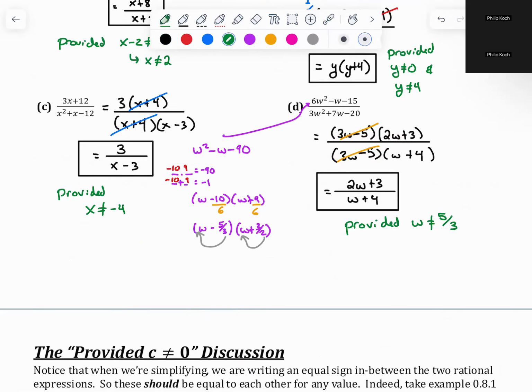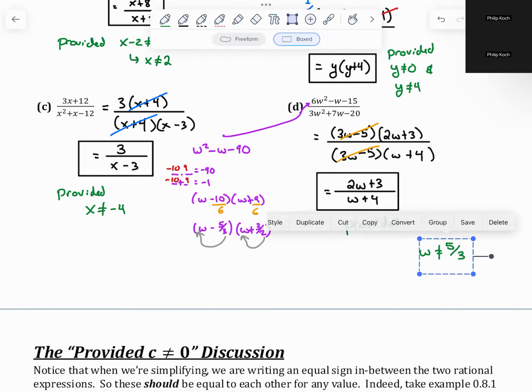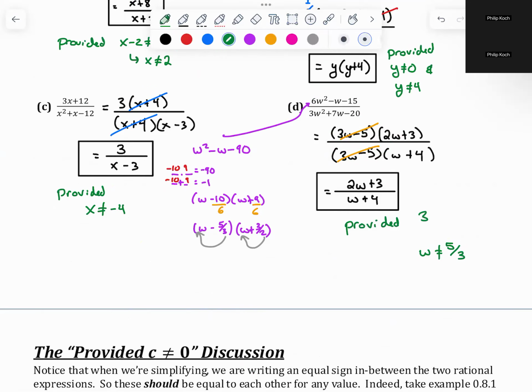So we're saying provided, there's an additional step here that says provided 3w minus 5 does not equal 0. So to solve for, to not solve for w, because we're trying to not solve for it, but we add 5 divided by 3 to get w can't equal 5/3. Is that okay? Yeah.